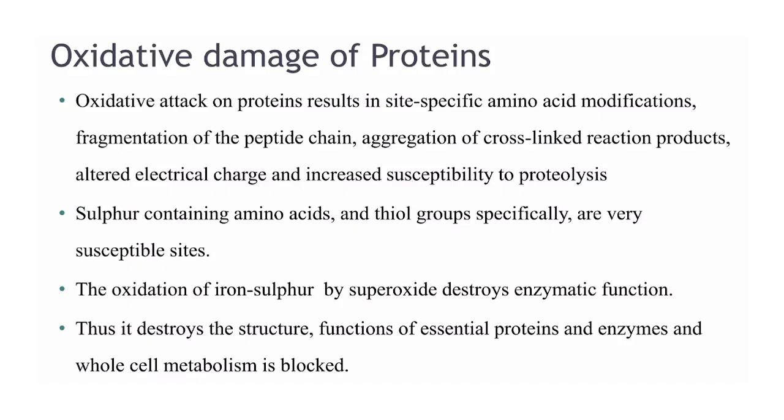Now, oxidative damage to proteins results in site-specific amino acid modifications, fragmentation of the peptide chain, aggregation of cross-linked reaction products, altered electrical charge, then increased susceptibility to proteolysis. Then sulfur-containing amino acids and thiol groups are very susceptible sites. The oxidation of iron-sulfur centers destroys the enzymatic function. So oxidative damage to proteins can lead to loss of structure and function of essential proteins and enzymes, and the entire cellular metabolism is blocked.